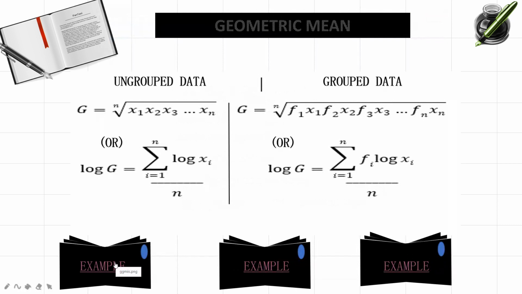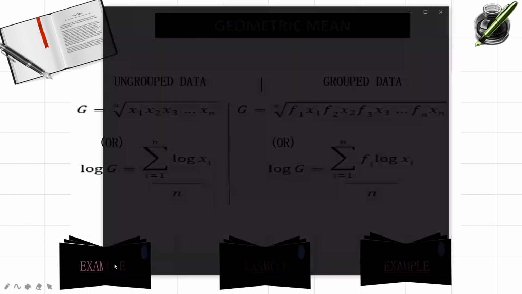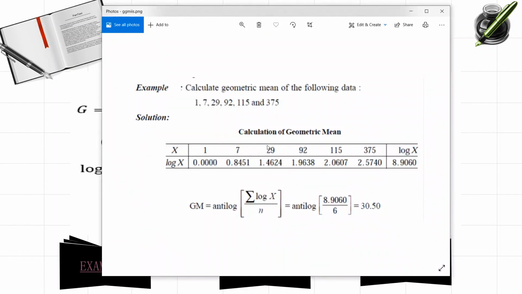I want to give one example for each series of data, that is for individual series, discrete series and continuous series. Let's begin with individual series. Here is the data given to you, and first of all what we have to do is find the logarithm for every observation given in the data, that is log 1, log 7, log 29, log 92, log 115 and log 375.